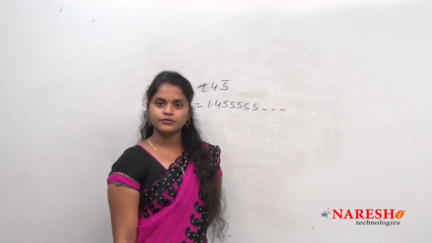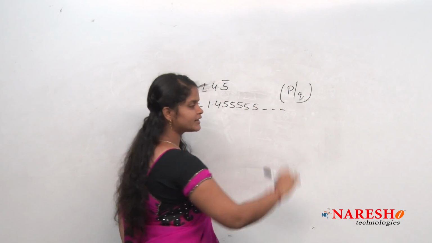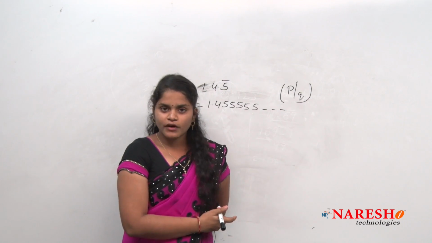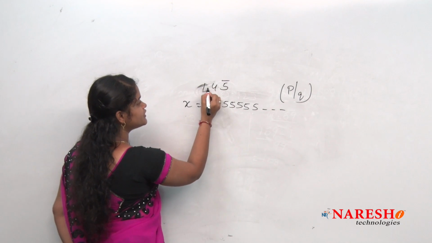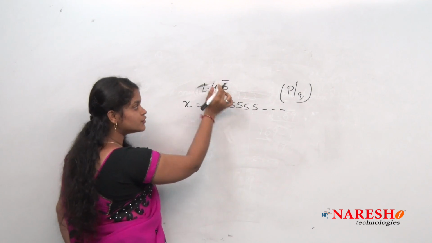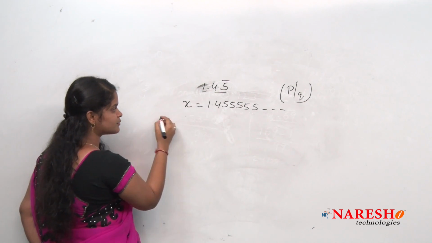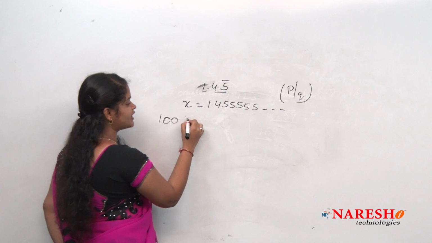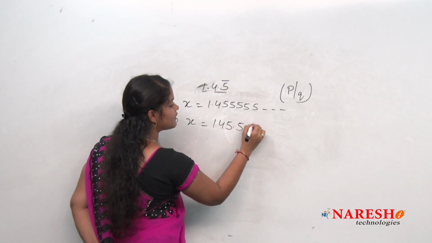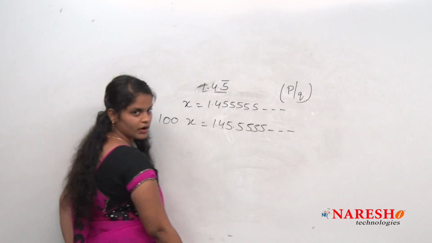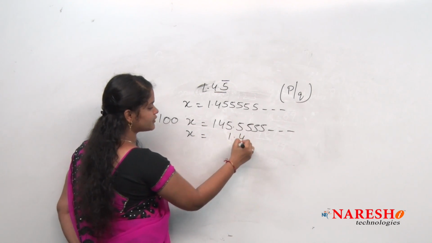I should convert it in the form of rational number means I should write it in the form of P by Q, right? Means first of all I should eliminate the decimals, right? So what I said, after decimal how many numbers are there? We should multiply with that many zeros, right? So here how many are there? 2. So I should multiply with 100. So 100x is equals to 145.555 and so on.